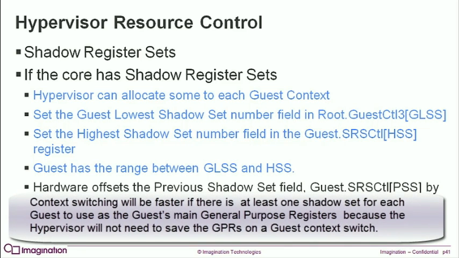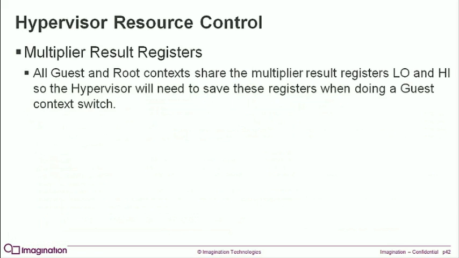Note, it will make context switching faster if the hypervisor allocates at least one shadow set to each guest to use as the guest's main general purpose registers, because the hypervisor will not need to save the GPRs on the guest context switch. The high and low multiply registers are shared by both guests and root context, so the hypervisor must save these registers when switching guest contexts.